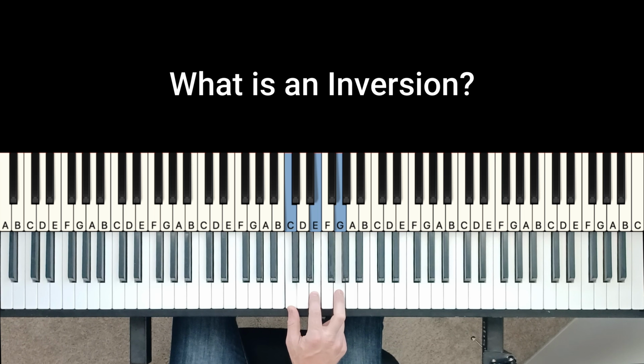And then if you want to play the first inversion, all you do is you take your bottom note and you bring it up an octave. So now you're playing E, G, C. So this is your first inversion of the key of C.